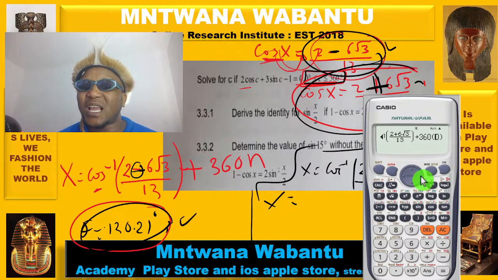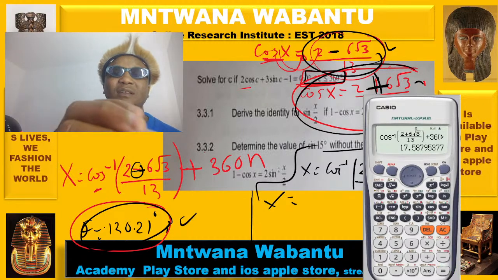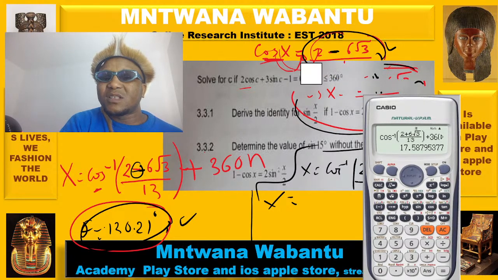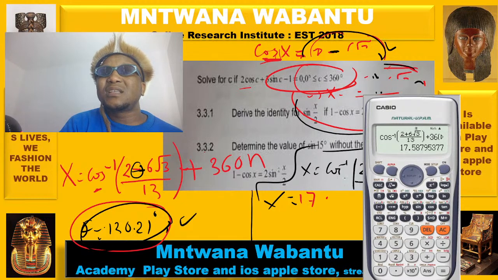So we're going to do our restriction like how we did. Let's start with 0. Let's see which angle. 17.59. Yes, we need that, because 17 is between 0 and 360. So 17.59, yes, I need it.